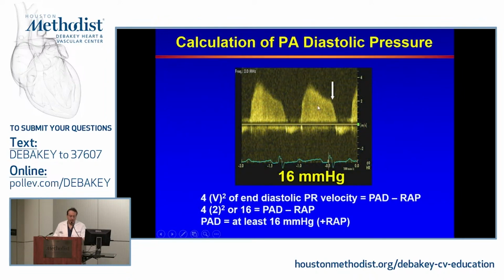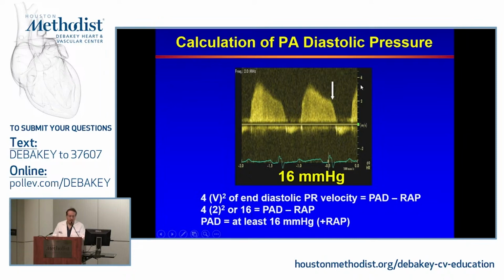So if we look at the modified Bernoulli equation here, the PA diastolic minus the right atrial pressure, assuming the right atrial pressure is the same as the pressure in the ventricle at end diastole when that velocity is recorded, you can see a gradient of 16 millimeters mercury, and all you have to do to that is add the RAP.